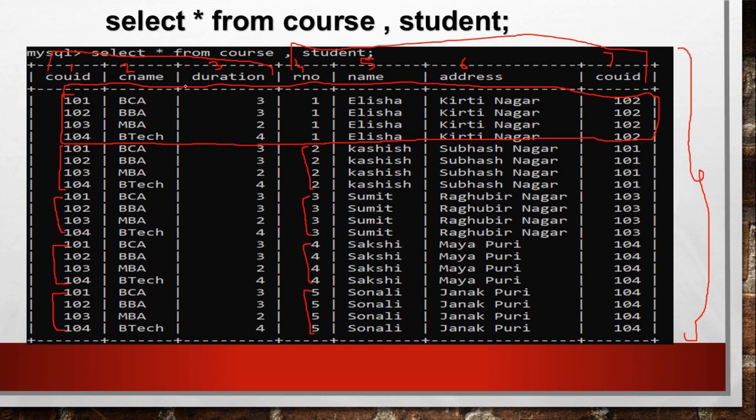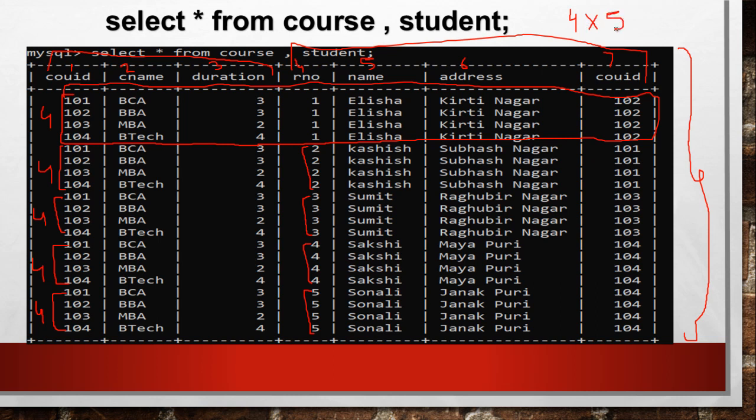Okay, now after that you can see the number of records. There are 4 records over here. Okay, 4 records here, 4, 8, 12, 16 and 20. So now you can see that in the course table there are 4 records, right? And in the student table there are 5 student entries. So in the student table there are 5 records.